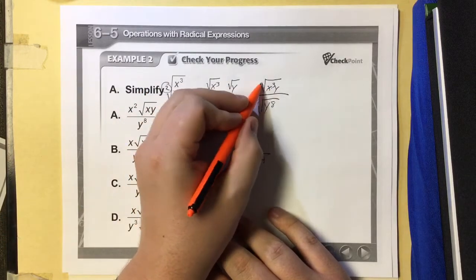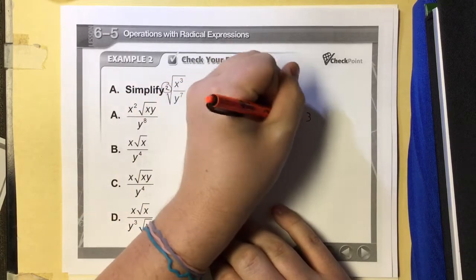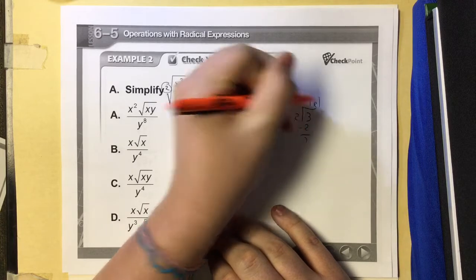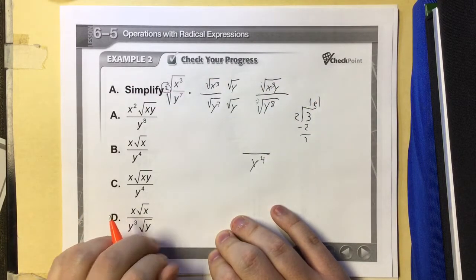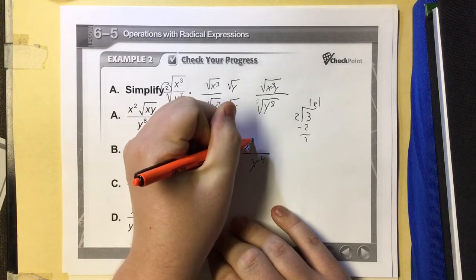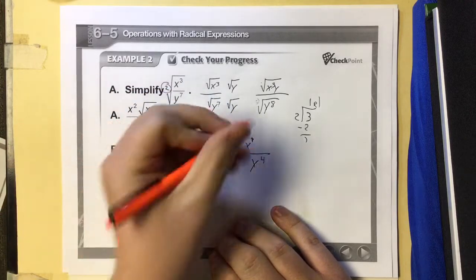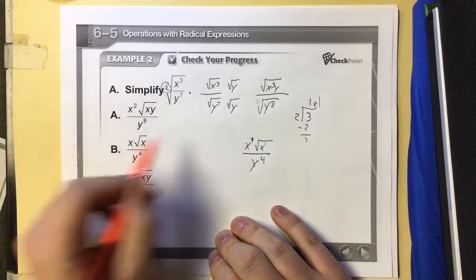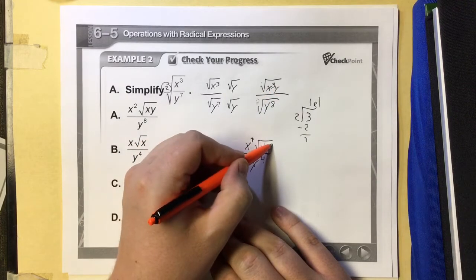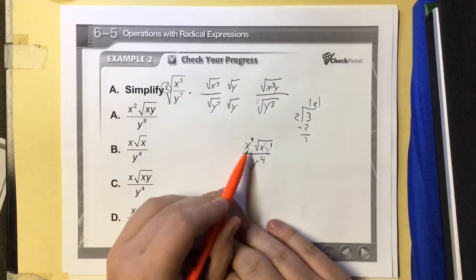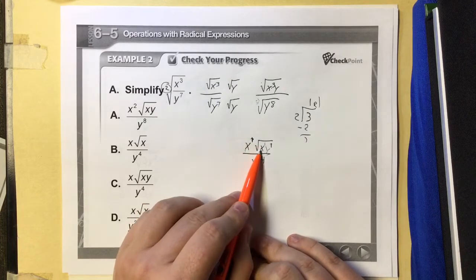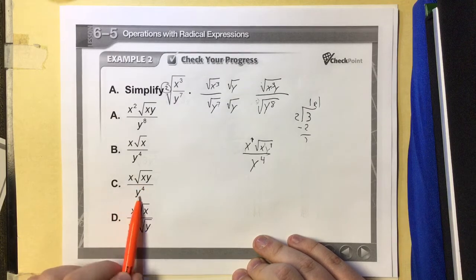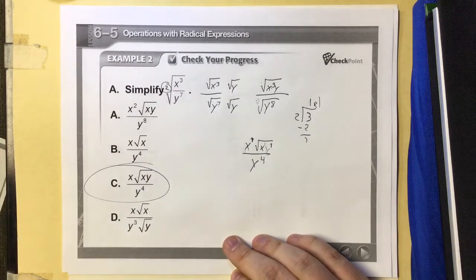To simplify the top, we do 3 divided by our index. 3 divided by 2 gives us 1 with a remainder of 1. So that means we have an x to the first, or just x, in front of it, and then our remainder, x to the first, underneath, and we still have y to the first underneath as well. So we have x square root of xy divided by y to the 4th. So C would be our answer.